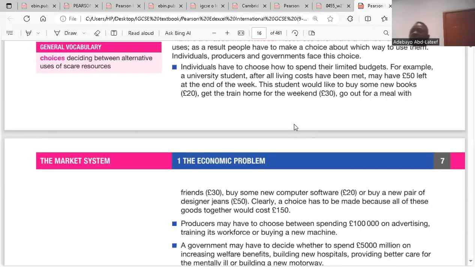So because we have opportunity cost, there's always one choice to make. What is the choice? Deciding between the alternative uses of resources. That means you have to take a decision about what we have to do. That is the choice. Is it clear?